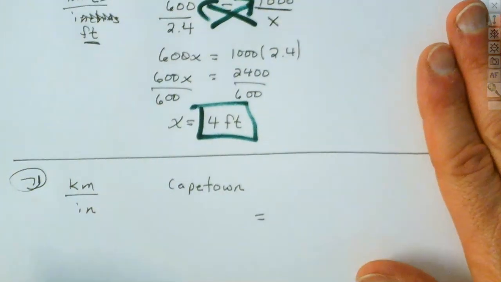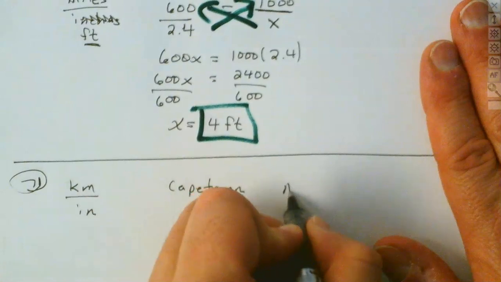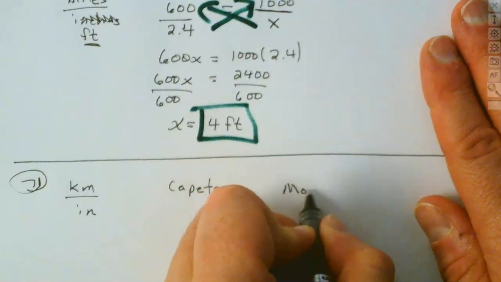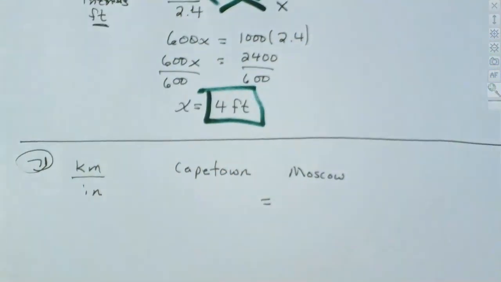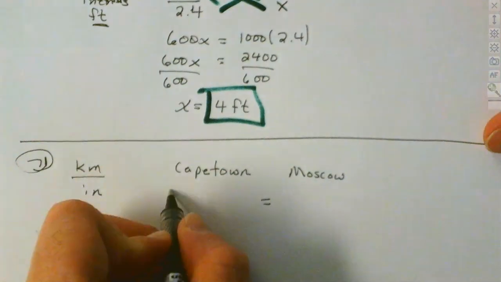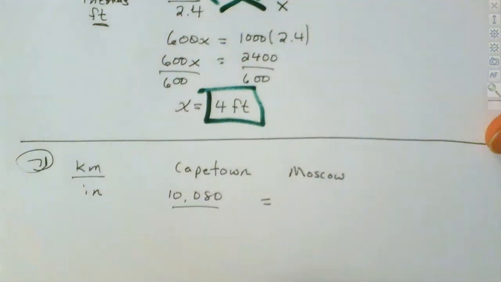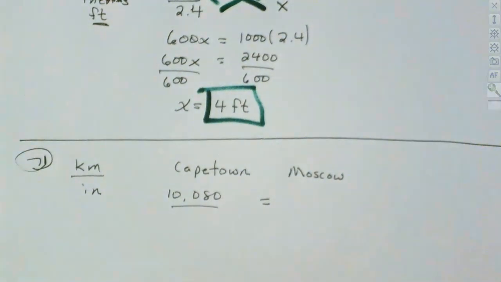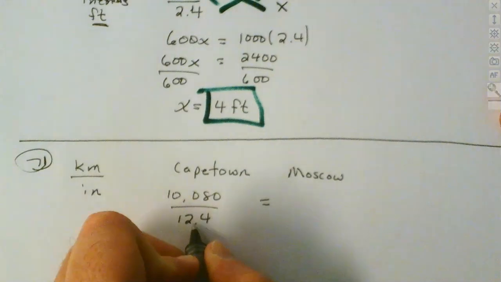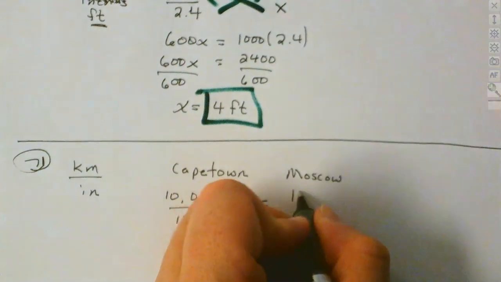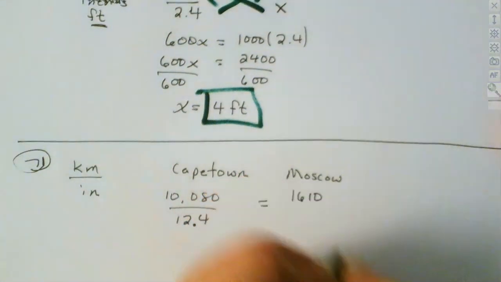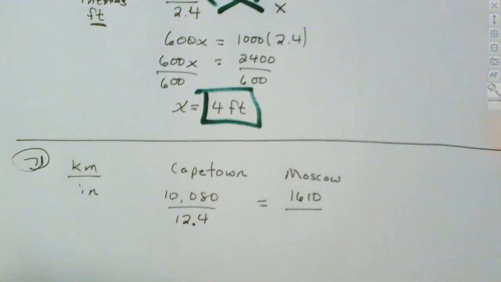And we're looking at Moscow to Berlin. And so the distance from Cape Town to Bangkok, that is 10,080 kilometers. And on a globe, that is 12.4 inches. And Moscow to Berlin is 1,610 kilometers. And that is represented by an unknown number of inches, x there.